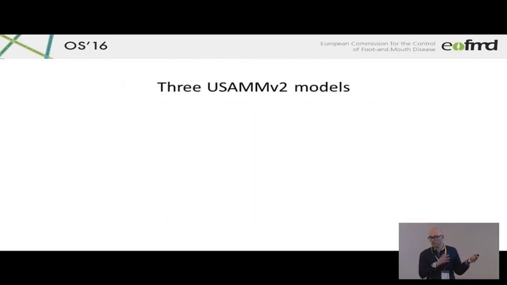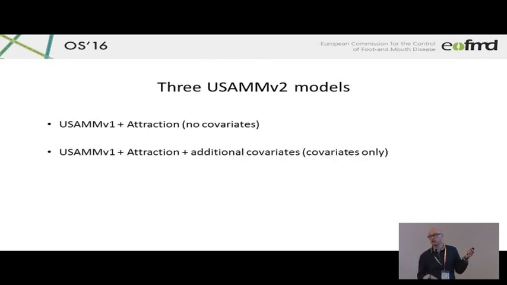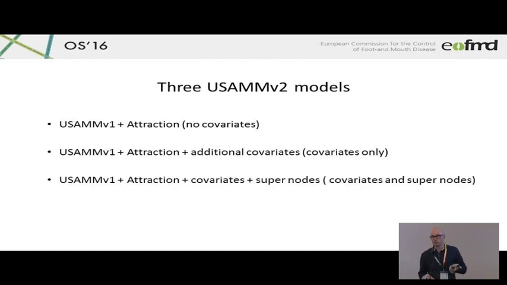So, as I told you, we got 3 versions of version 2. We have basically USAMM version 1 plus the attraction parameters, which we call the no-covariate model. Then we get the attraction plus additional covariates, and then on top of that we add the super nodes.